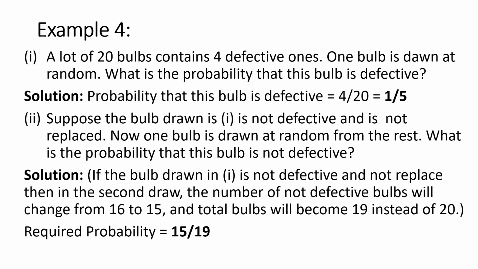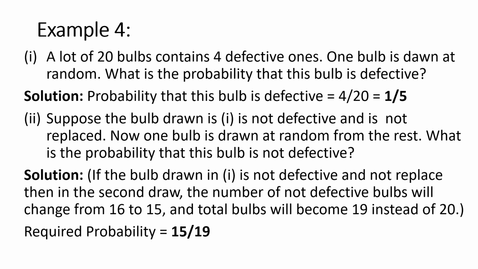Second case. Suppose the bulb drawn in the first case is not defective and is not replaced. Now one bulb is drawn at random from the rest. What is the probability that this bulb is not defective? Now suppose the bulb drawn in the first case is not defective and we don't replace it, then in the second draw the number of non-defective bulbs will change from 16 to 15. Why? Because the bulb drawn in the first case is not defective, correct?